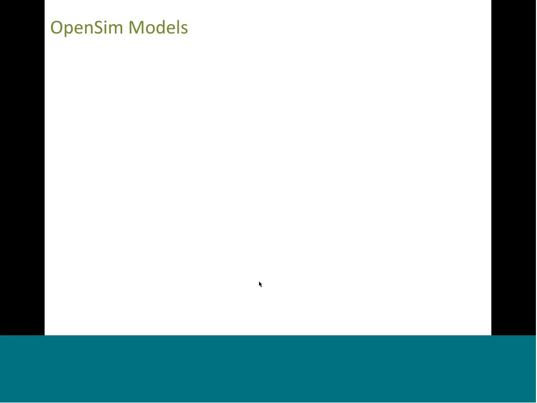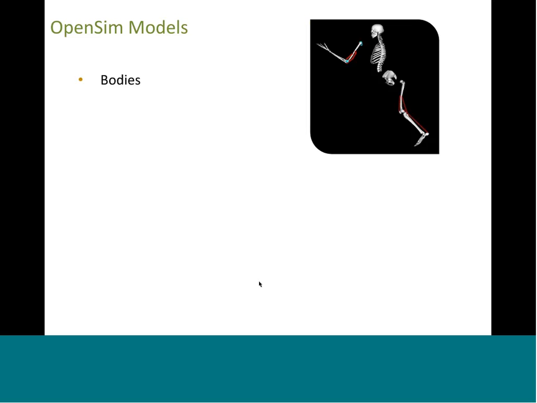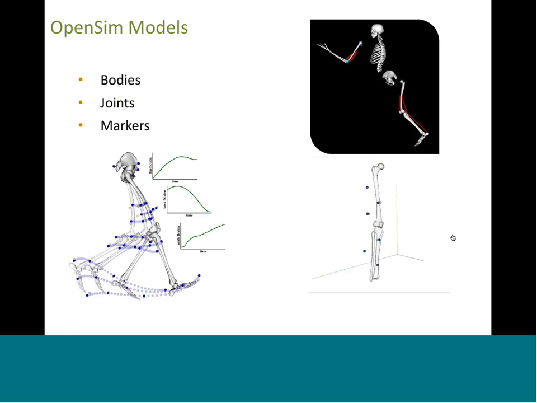Before we begin our discussion on scaling or inverse kinematics, I'm going to start by talking about what we need in order to run these analyses in OpenSim. OpenSim models are comprised of several complex components, but for calculating kinematics, we require a model that includes bodies, such as the segments of the arm, the torso, and the leg, joints, which are used to connect bodies, such as this knee joint, which we use to connect the femur and the tibia, and model markers, which we track in order to calculate our hip, knee, and ankle angles.